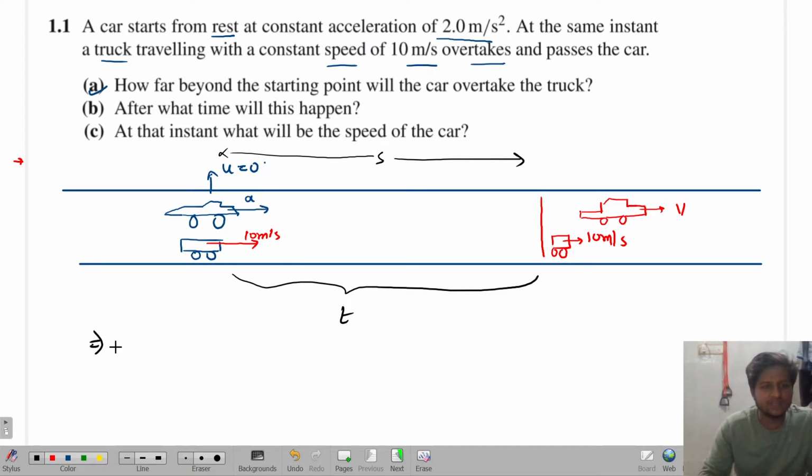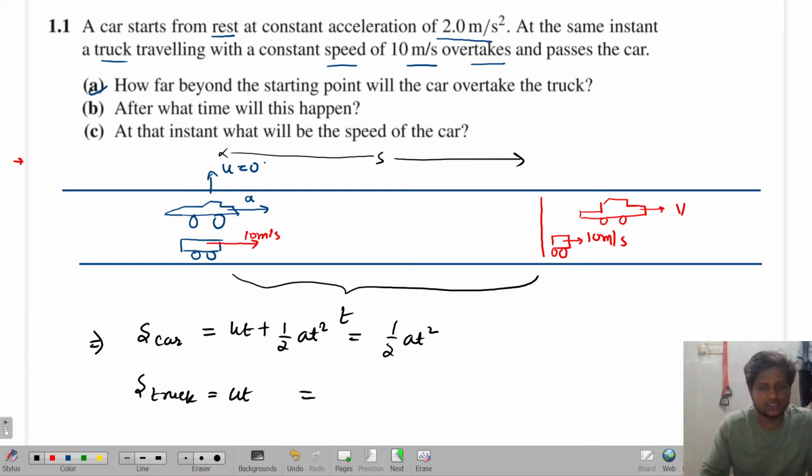If displacement is the same, the displacement for the car will be given as ut plus half at square, because there is a constant acceleration. Since initial velocity is 0, it will be only half at square. But for the truck, with a constant speed, acceleration is 0, so it will be just ut. Is it correct or not?